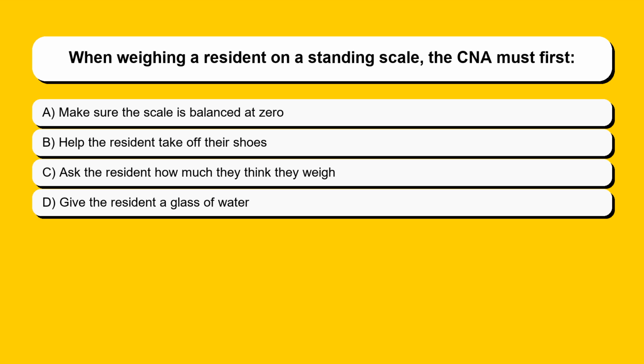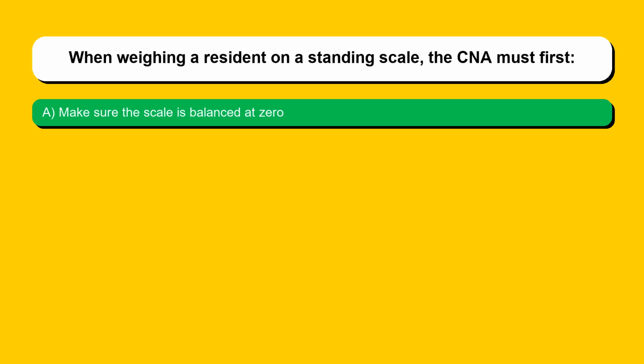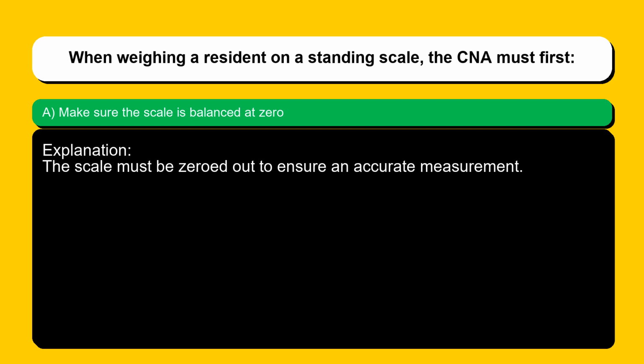Question 3. When weighing a resident on a standing scale, the CNA must first Option A. Make sure the scale is balanced at 0. Option B. Help the resident take off their shoes. Option C. Ask the resident how much they think they weigh. Option D. Give the resident a glass of water. The correct answer is Option A. Make sure the scale is balanced at 0. The scale must be zeroed out to ensure an accurate measurement.